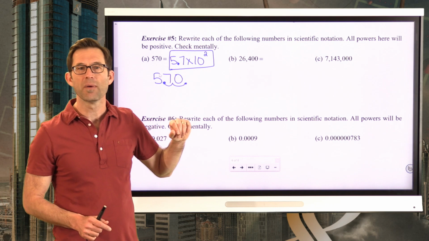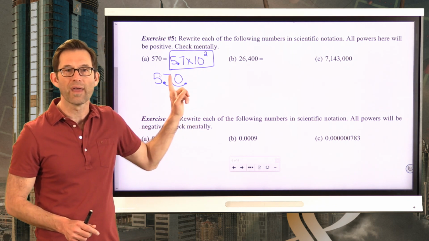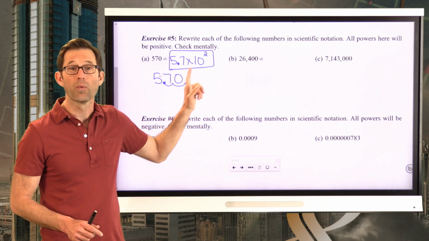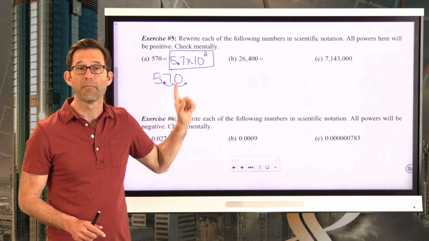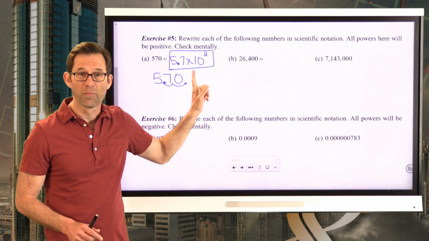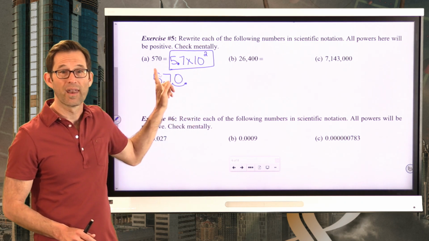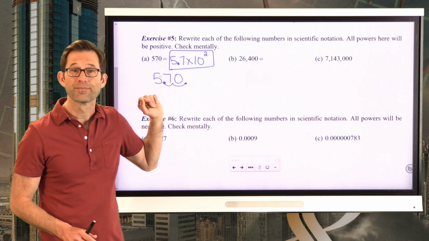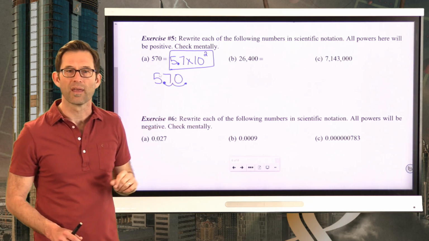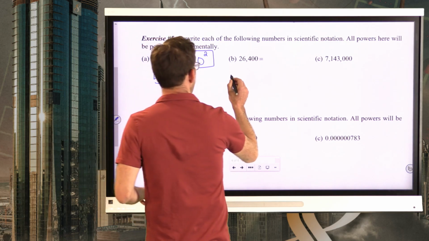Now, how do I check this mentally? Well, I check it mentally by saying, if these two are equal, if I was given this and I multiplied it back out, I would move that decimal place 2 to the right, and I'd have my 570. Okay, let's do another one together. 26,400.